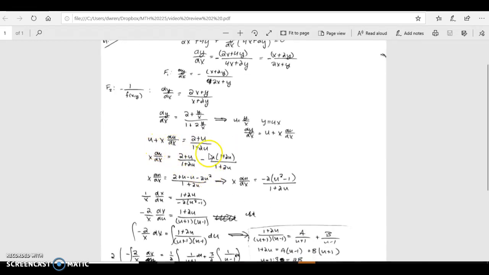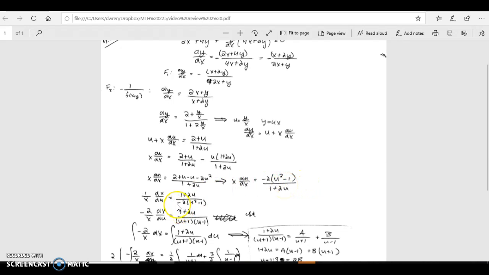Now, we subtract over the u, so you get x times du over dx equals 2 plus u over 1 plus 2u minus, and then finding the common denominator, u times the quantity 1 plus 2u over 1 plus 2u. So we add those together, and you will wind up with x times du over dx equals minus 2 times the quantity u squared minus 1, over 1 plus 2u.